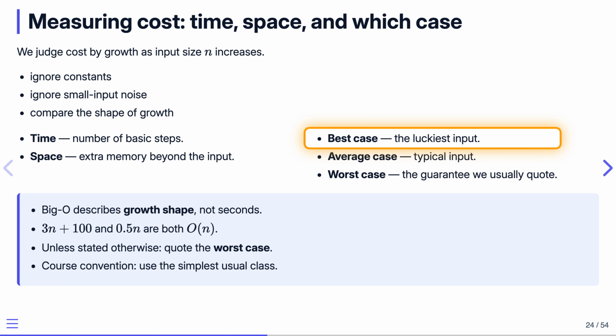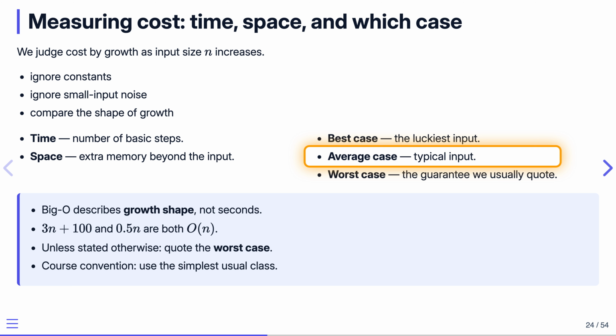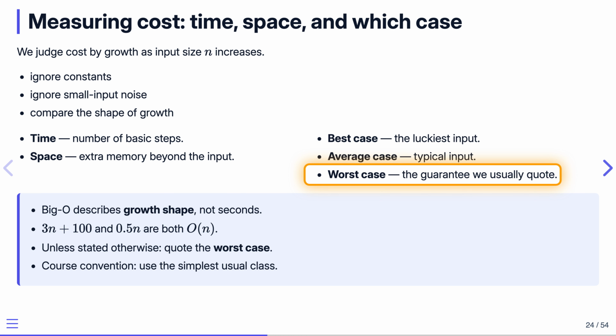We also pick which case we are talking about. The best case is the luckiest input, where the work is smallest. The average case is a typical input, the kind you usually meet in practice. The worst case is the hardest input. This is the guarantee we usually quote, because it tells us the operation will never be slower than this.